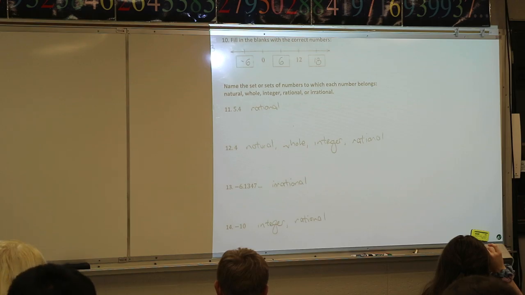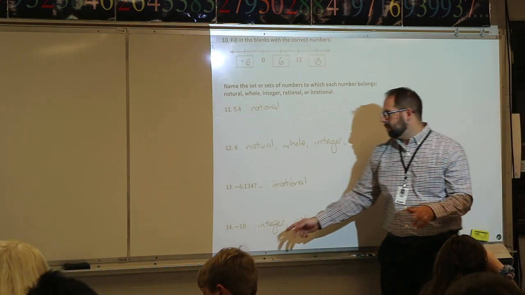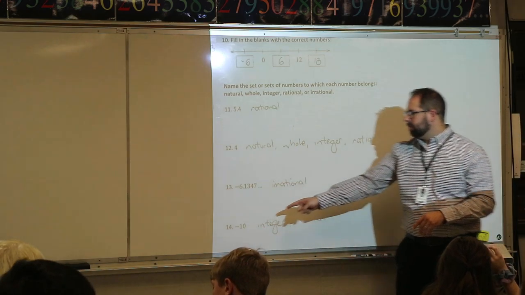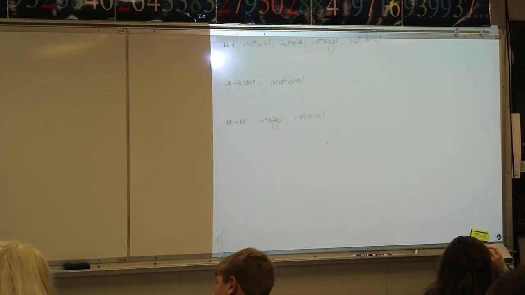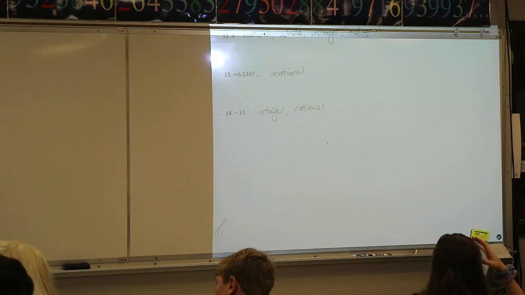So it's irrational. And then the bottom number is a negative number, so it's automatically an integer, because it doesn't have a decimal. So it's an integer, but then it also would have to be rational, because you can make a fraction. So I believe this page is out of 13, I think? 11. 11. Okay, there you go.